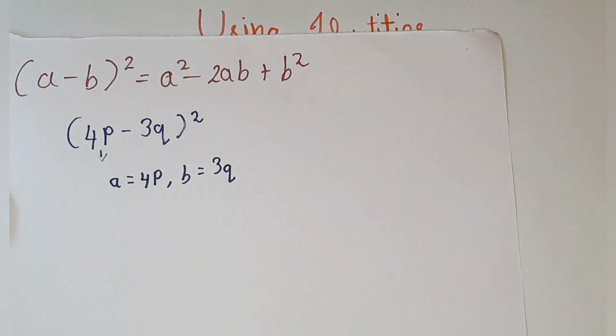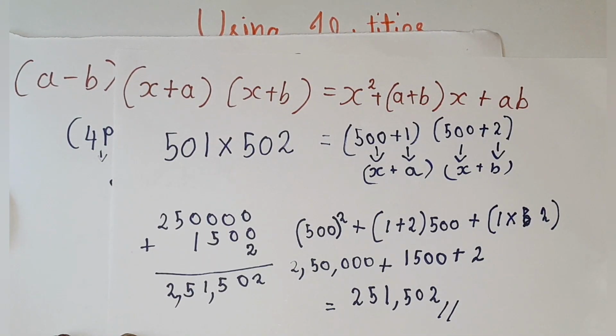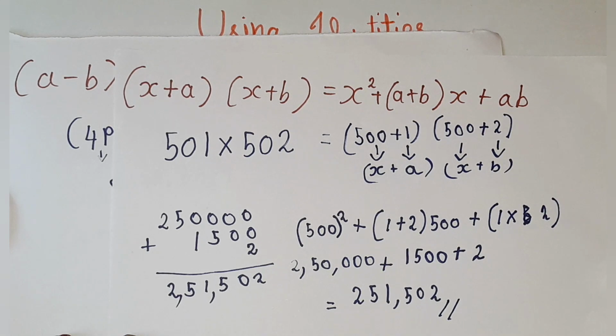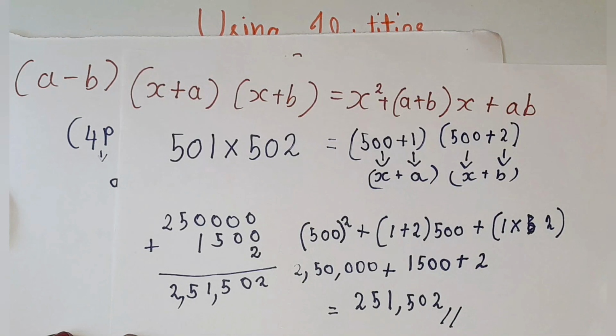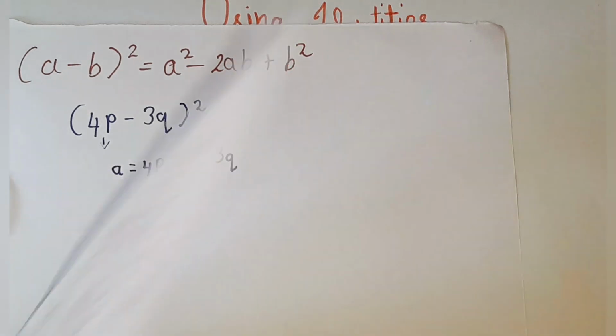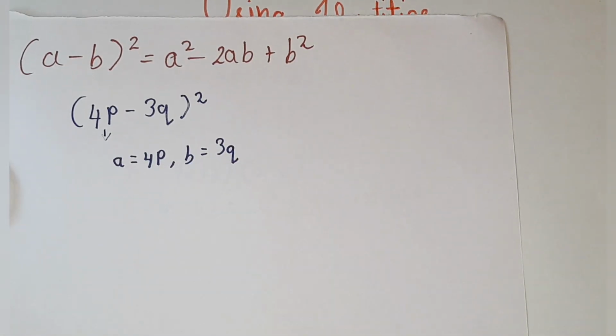So I forgot to mention one thing. We learned the identity before this, right? That is, let me show, x plus a into x plus b. Only in this identity, just remember very well, we can take the sign, okay? So plus sign we won't mention, but if we have minus sign we will mention it, okay? So here you guys can see we have minus 3q. In this property we won't use it, only in the fourth identity we will use it, okay?